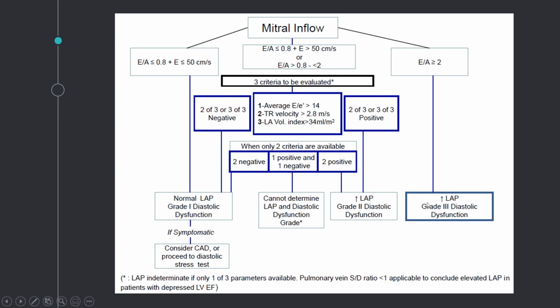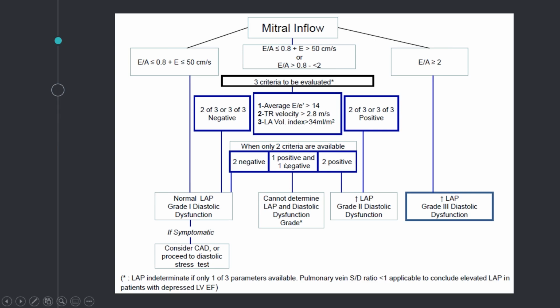That automatically qualifies you for grade 3 diastolic dysfunction with elevated LA pressure. Now, the difficulty comes when the E to A ratio is in that intermediate range. Then you look at, again, some of the other adjuncts. So the same principle applies: an E to E prime ratio over 14 gives us a clue as to the elevated LVEDP. TR velocity and LA volume can give us a clue as to the elevated LA pressure.